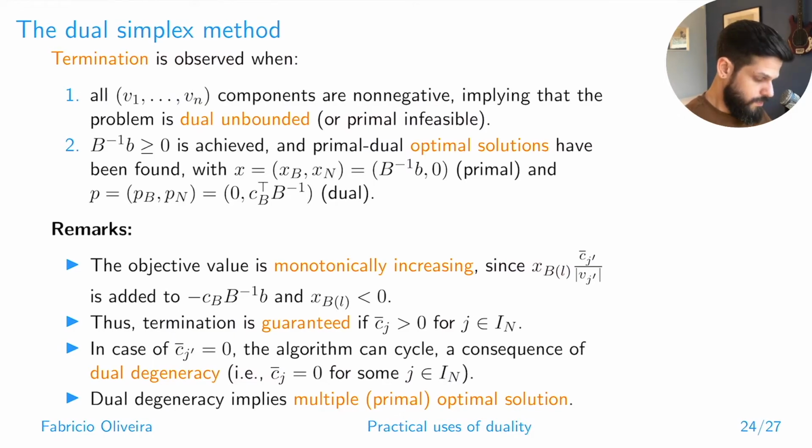Yes. So dual degeneracy means that you have multiple optimal solutions for your primal, and basically it means that you can make the non-basic variable basic and not change the objective function. So you have two bases that are representing the same objective, same solution, and that's just that.